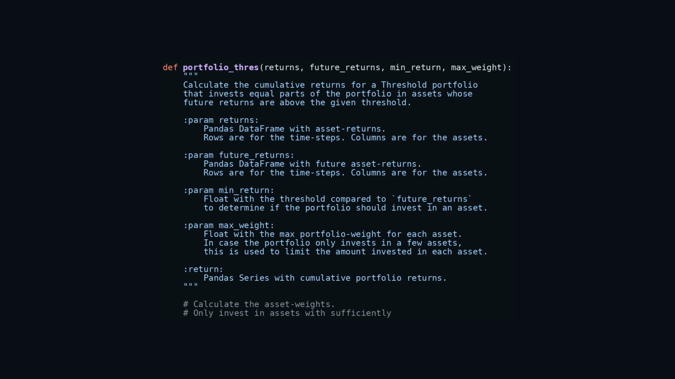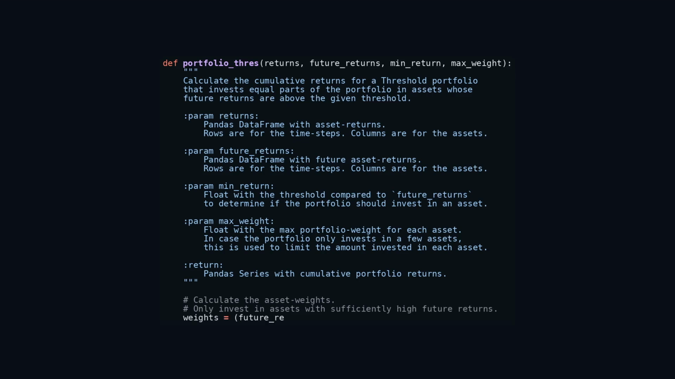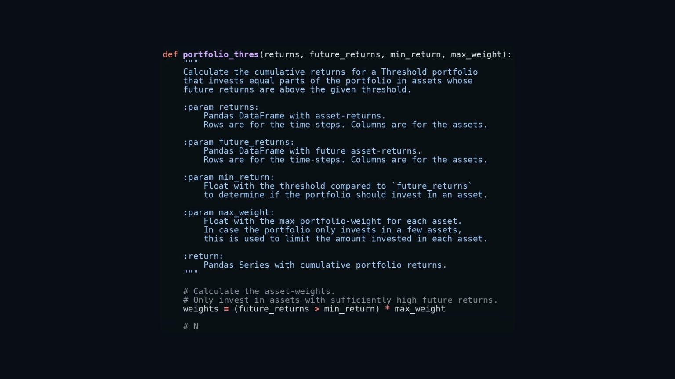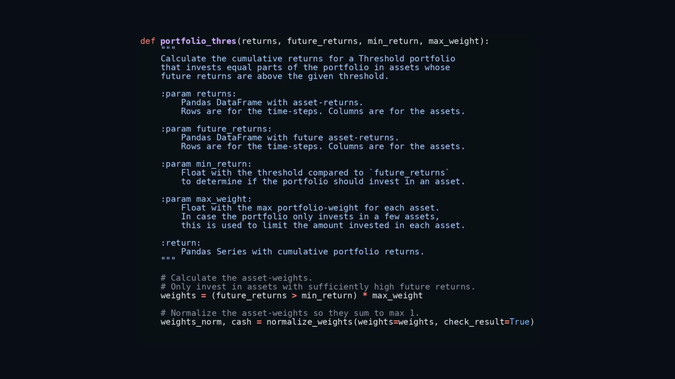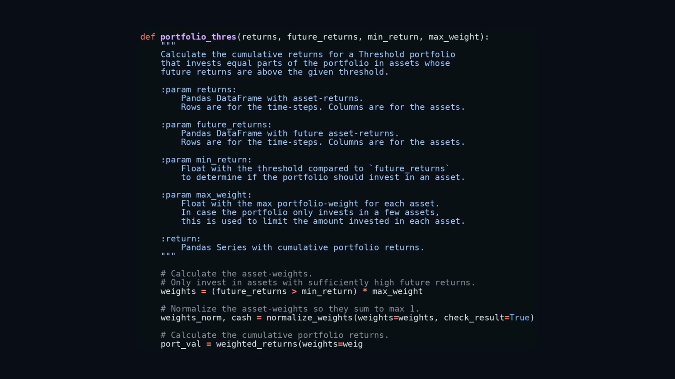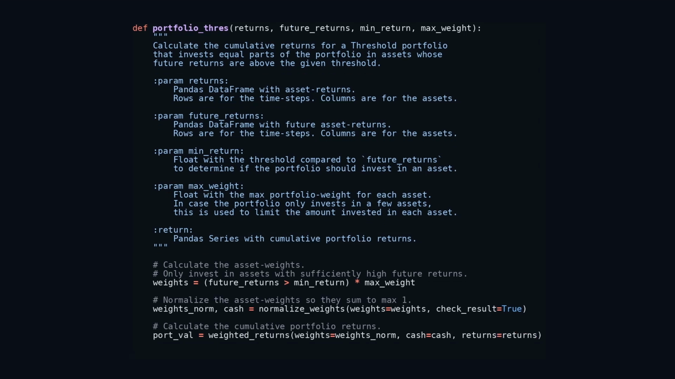This code is particularly useful for investors or analysts aiming to implement a portfolio strategy that emphasizes assets with future returns above a certain threshold. It aids in diversifying the portfolio by selecting assets based on this specific criterion and allows for tracking the performance of such a strategy over time.